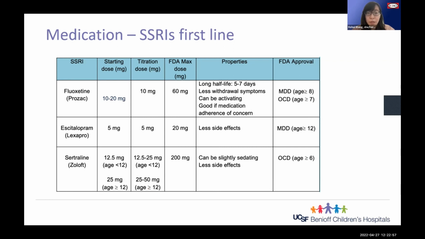The FDA approval age is for really young kids, so there's less concern about this medication not being studied well enough for kids who are 8, 9, or 10 years old.